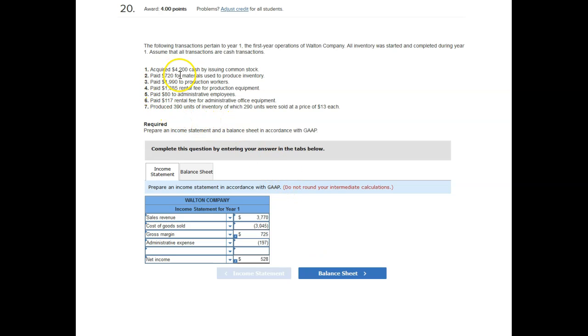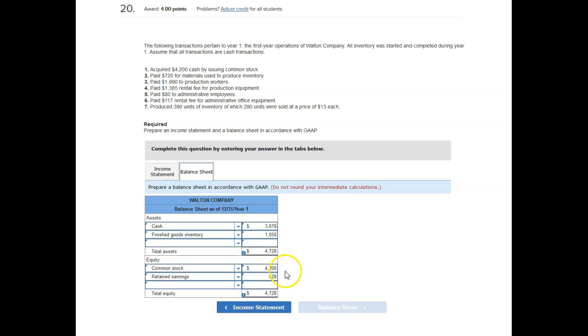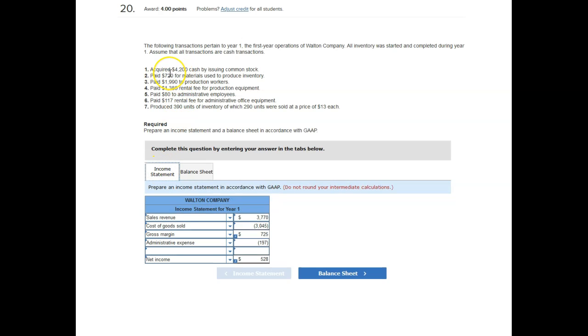Now, let's go through the transactions one by one. Acquired $4,200 cash by issuing common stock. You should remember from the first course that issuing common stock does not have anything to do with the income statement. And so you're going to see that the $4,200 cash for common stock ends up right here in common stock, $4,200. Okay? Now the next several deal with items related to the income statement.